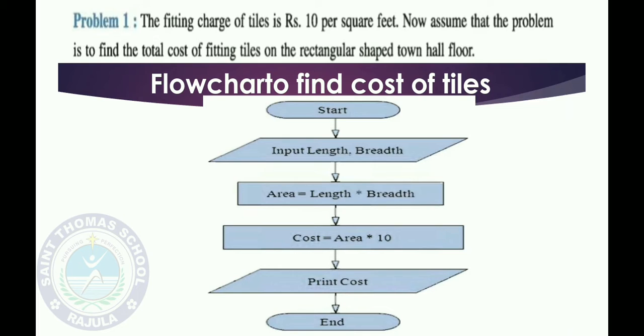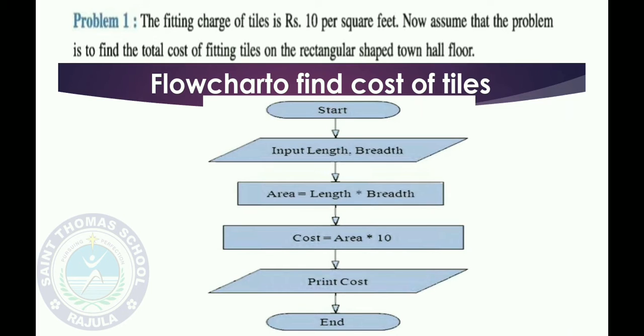Now after finding the cost, you have to print the cost as the output. So the next step is the output. Print the cost and then the ending symbol, that is the ellipse sign. So how many symbols are there? The first and last are the ellipse sign, that is the terminal symbol. Then the second and second last are the input output symbols, and in the middle is the processing symbol, that is the rectangle sign. So this is the simple flow chart without any condition.